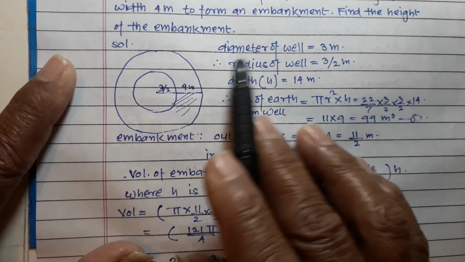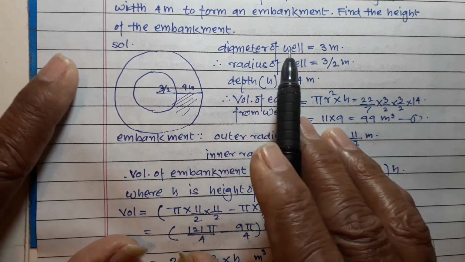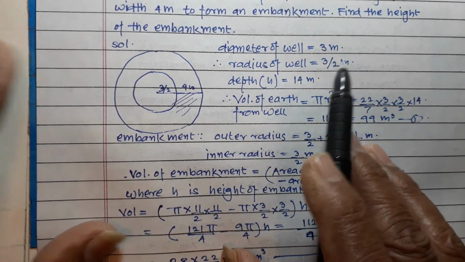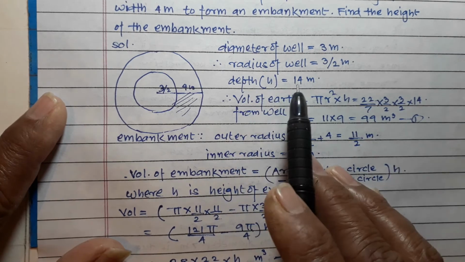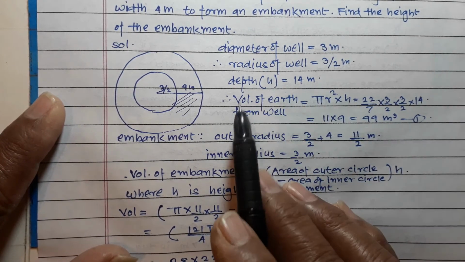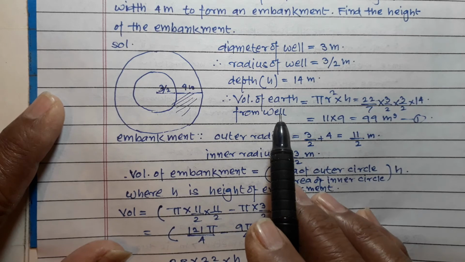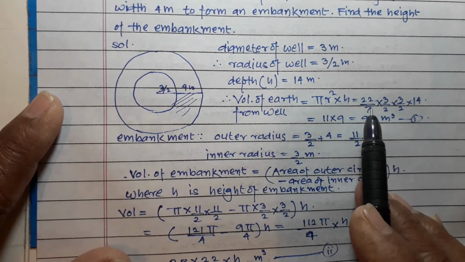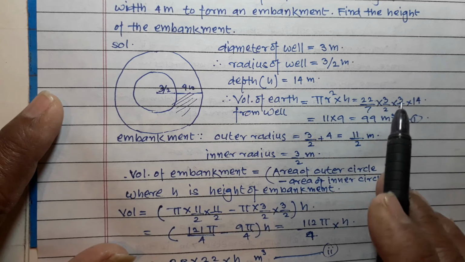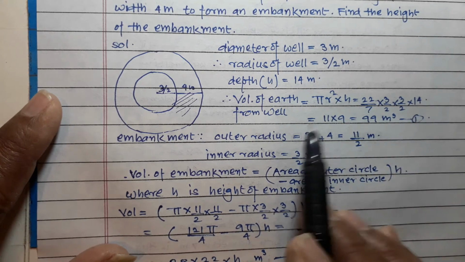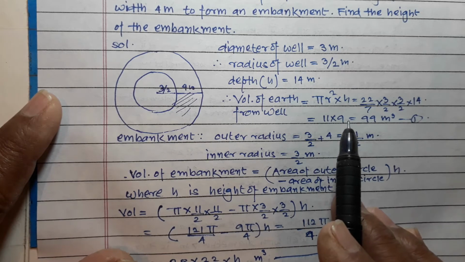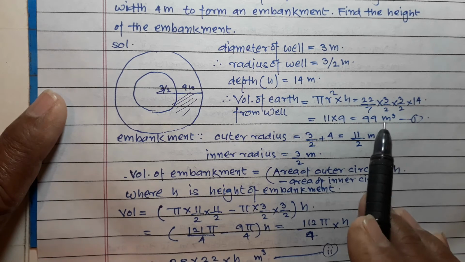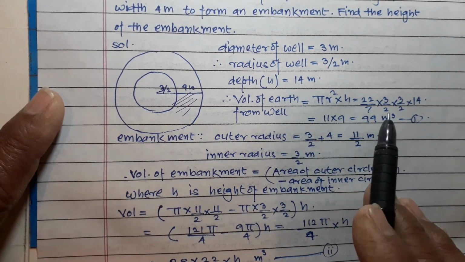Solution. Try to understand. Diameter of the well is equal to 3 meter. Radius of the well is equal to 3 upon 2 meters. Depth is equal to 14 meters, and therefore the volume of earth from the well is equal to pi r square into h, 22 upon 7 into 3 upon 2 into 3 upon 2 into 14, is equal to 11 into 9, is equal to 99 meter cube. So this is the volume of the earth.